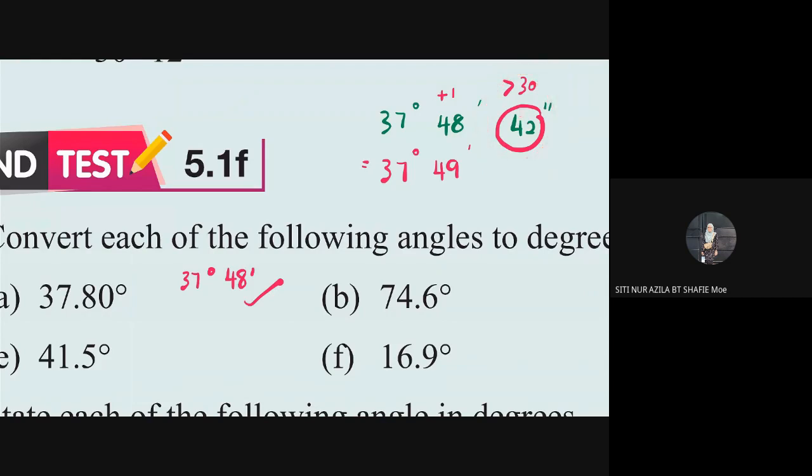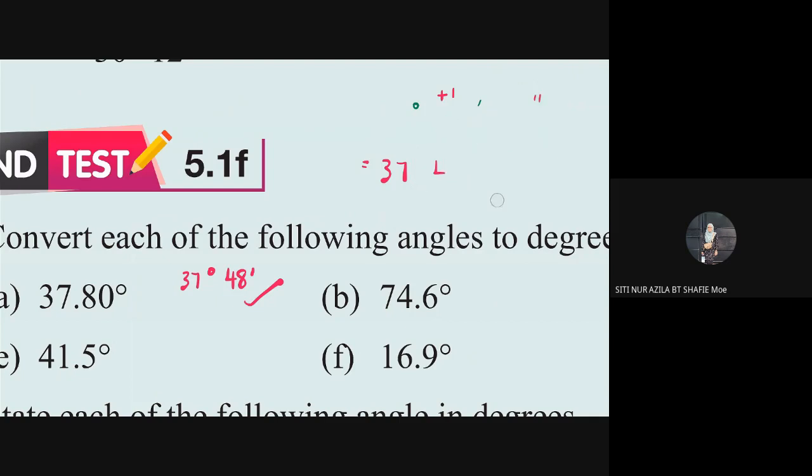Just for the case where the value for seconds is larger than 30 only. If the value of seconds is less than 30, no need to round off. For example, if we have 29 seconds, no need to round off. You can just write your final answer as 37 degree 48 minutes. Only for the case where the seconds are larger than 30, you need to round off, and then your answer will be 37 degree 49 minutes.